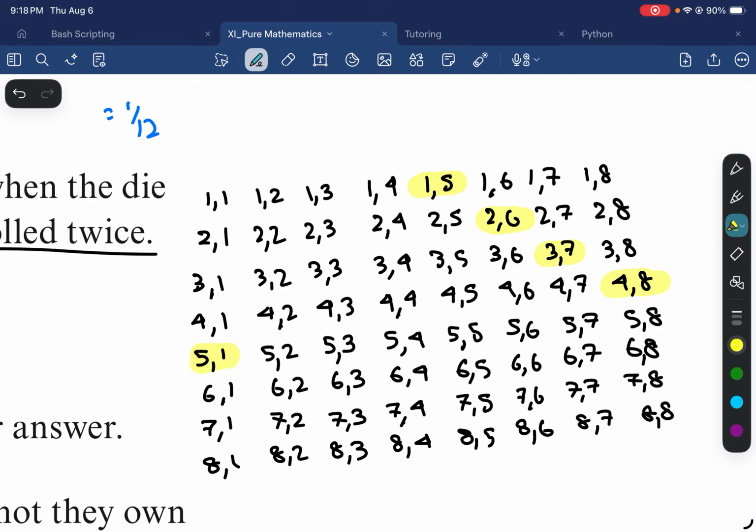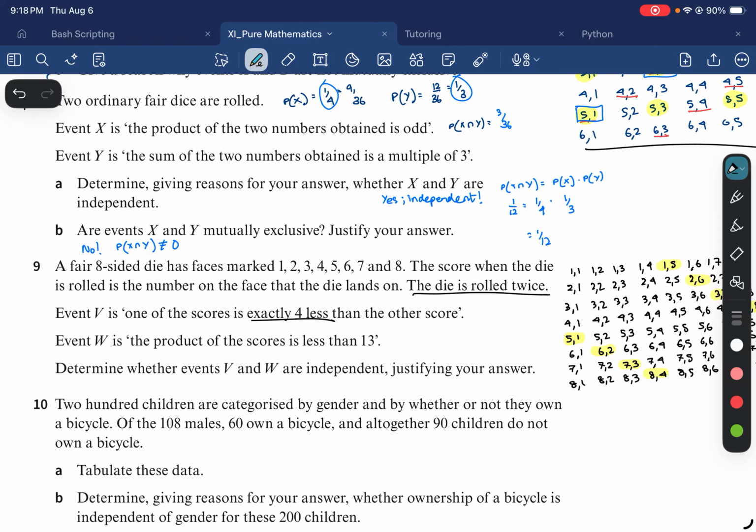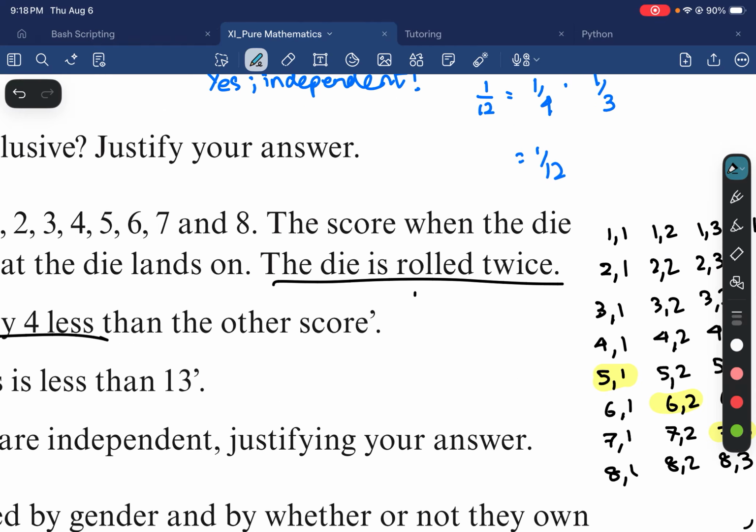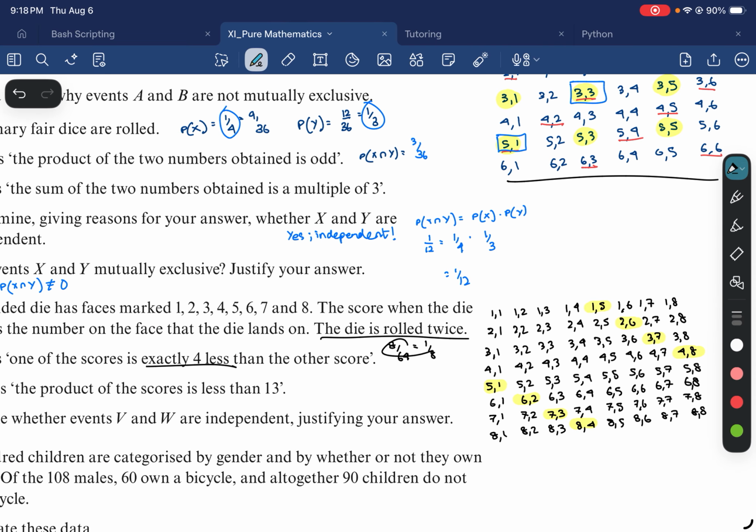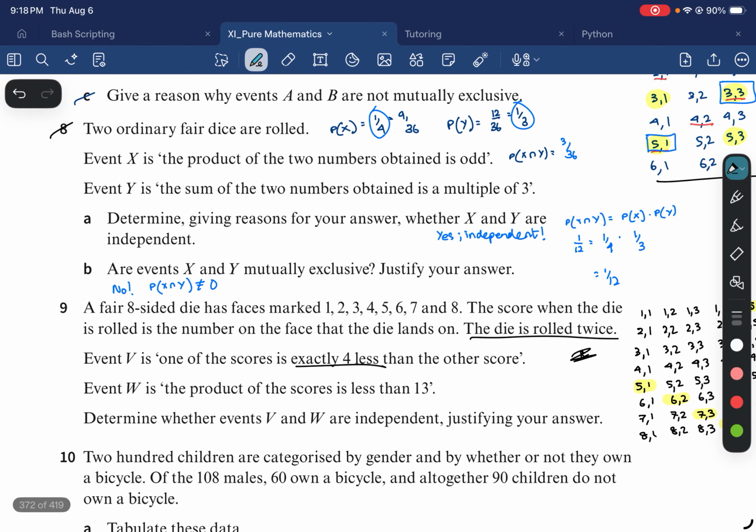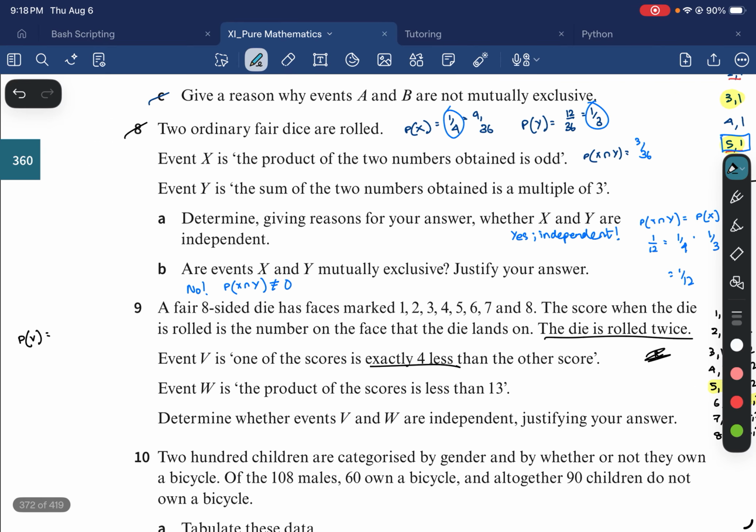Right? And then basically 5, 1. So just these numbers again. 6, 2, 7, 3, and 8, 4. So basically, you just find all the pairs that have a difference of 4. So you have 8 such pairs, right? 8 over 64. So that is just 1 over 8. P(V) is 1 over 8, or it was 8 over 64, right? All right.